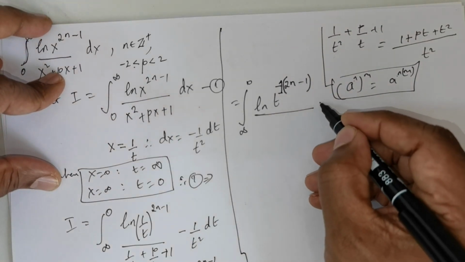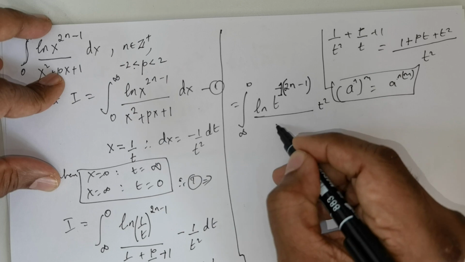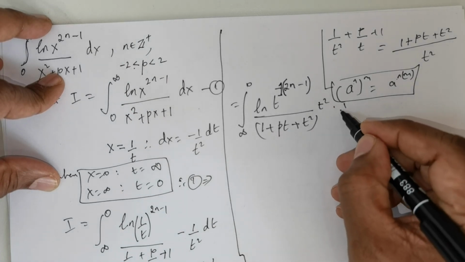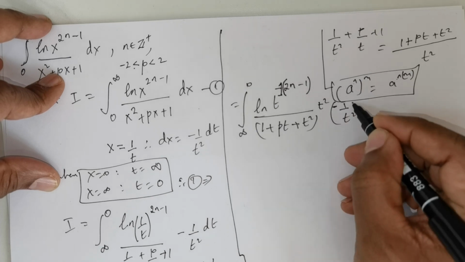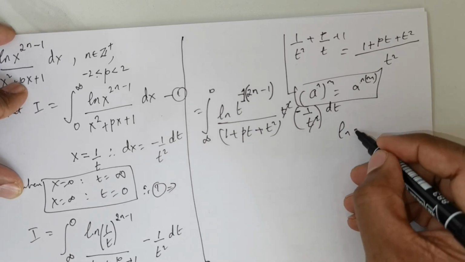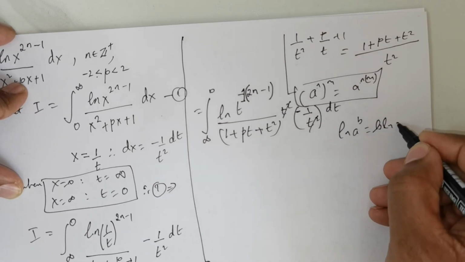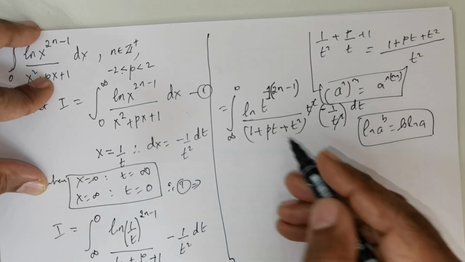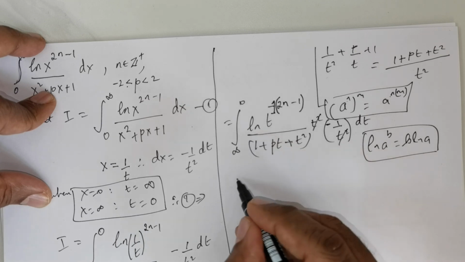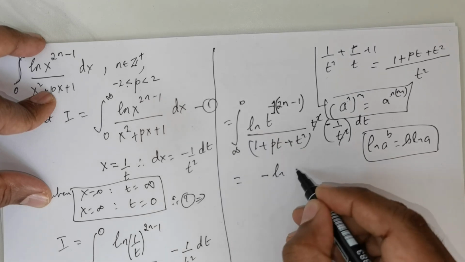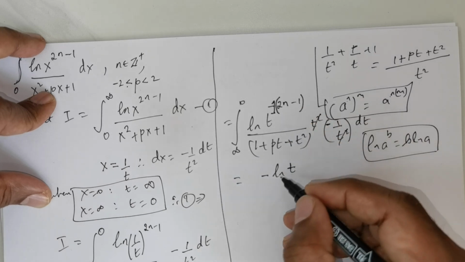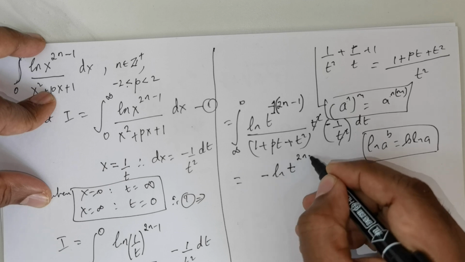So if I were to flip it, t squared will go to the numerator, divided by 1 plus t plus t squared, times 1 over t squared. You've got a negative sign, so let me retain it as it is, dt. T squared can be cancelled. Now I have a formula, ln a raised to the power of b is equal to b times ln a. By that, I'm going to push this negative 1 to the front of ln. So that will give me negative ln, and I'm not going to touch this index. I'm going to retain it as ln t raised to the power of 2n negative 1 as it is.